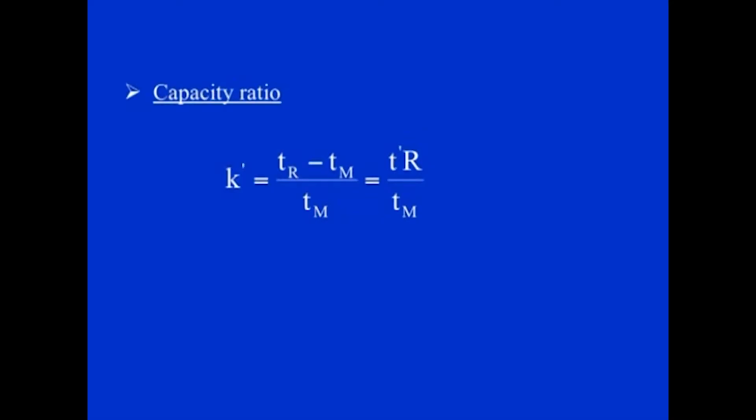In very simple terms, capacity ratio is a measure of the additional time that the analyte spends or takes to elute from the column, and this is given by the equation: capacity ratio equals Tr minus Tm upon Tm, where Tr is the retention time, Tm is the dead time taken to pass through the column of the void volume, and T prime r is the adjusted retention time, that is Tr minus Tm. So, you can calculate the capacity ratio by this equation.